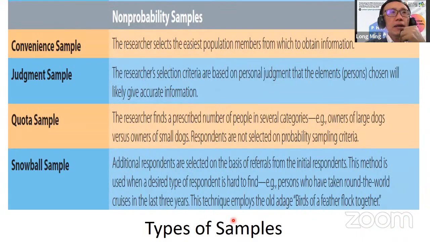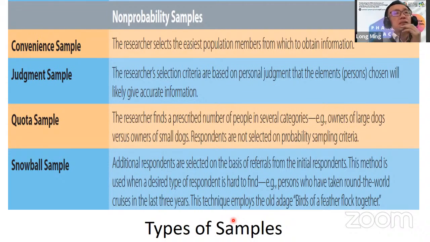Now let's look at non-probability sampling. In terms of robustness, it is less robust, but it's easier to use. It's not wrong to use, for example, convenience sampling, so you just have to justify it.